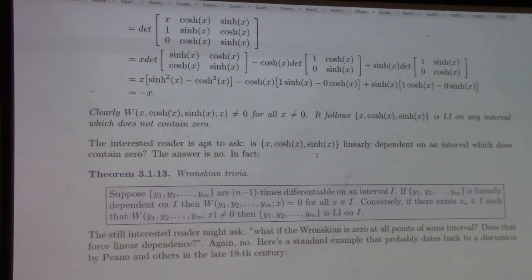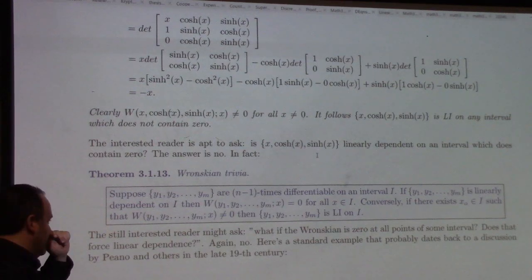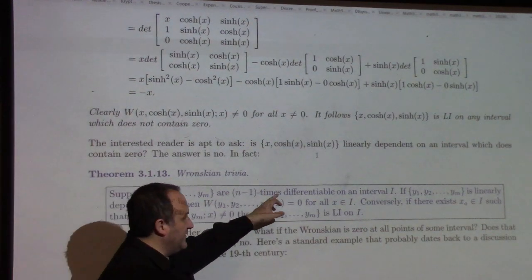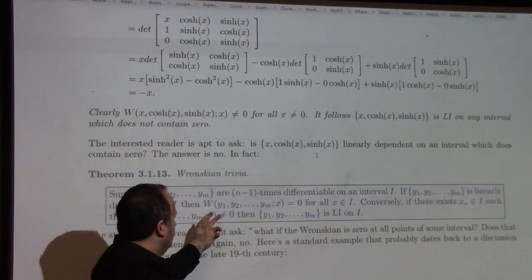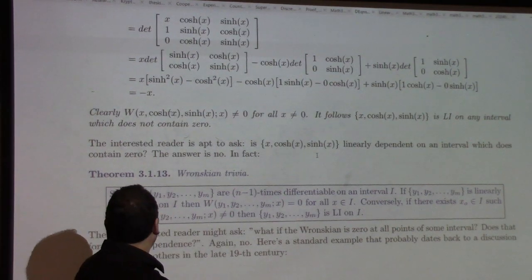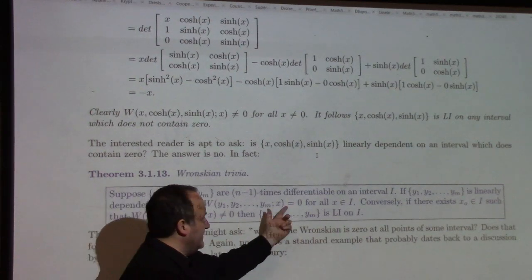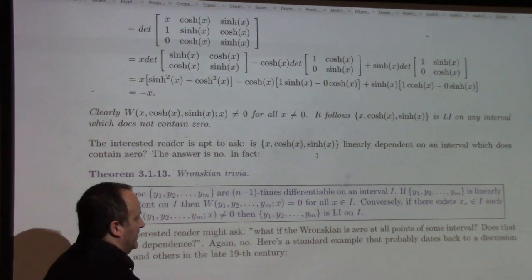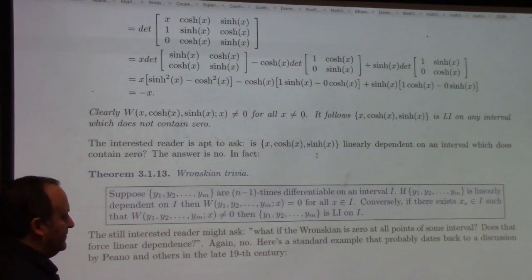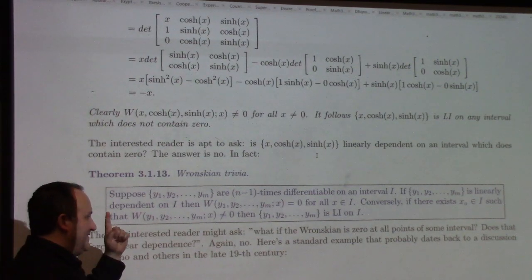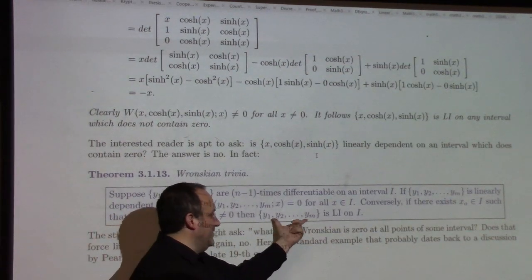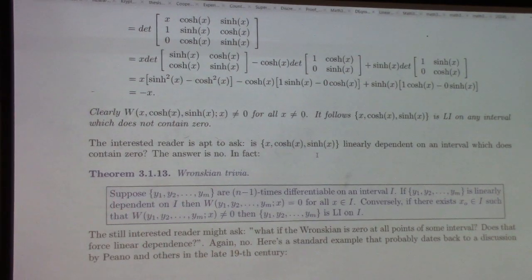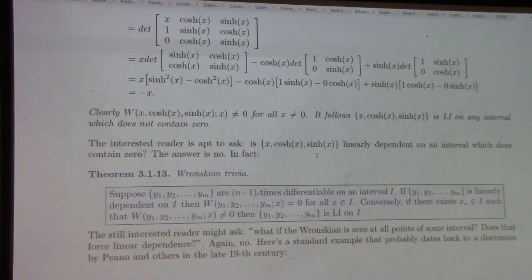So here's a theorem about the Wronskian. If you have n-1 times differentiable functions, if they're linearly dependent, then the Wronskian is identically 0. However, if there exists one point such that the Wronskian is non-zero, then they're linearly independent. All it takes is 1 point for the Wronskian to be non-zero, and you get linear independence. So it's a little bit subtle.